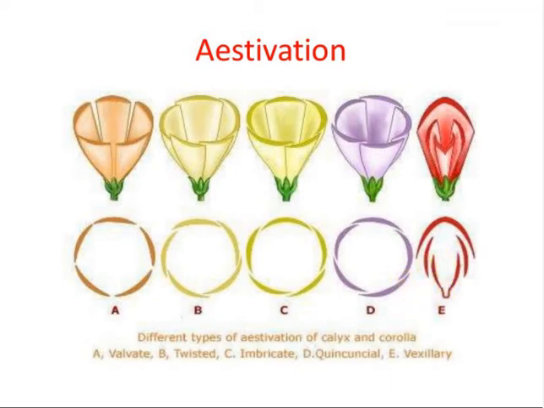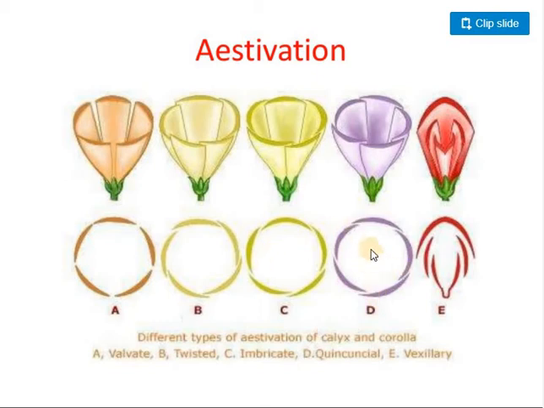So may I repeat these aestivations once again. When all petals or sepals are arranged in the form of a ring without overlapping, it is called valvate aestivation. When the petals are arranged in a circular fashion with one end outside and one end inside, this is called twisted aestivation. When one petal is inside, one petal is outside and all other petals are arranged in and out, it is called imbricate aestivation.